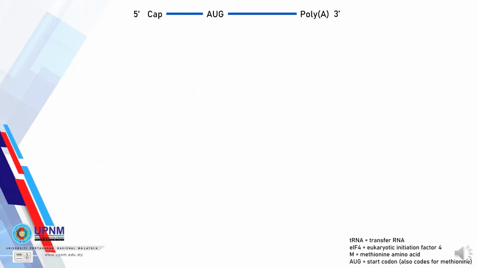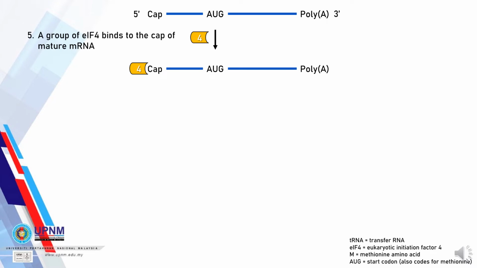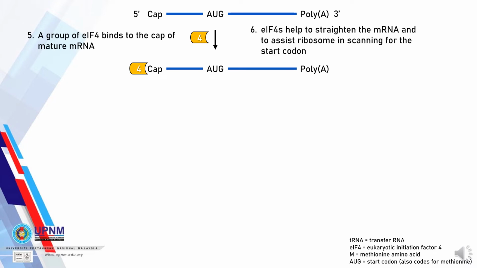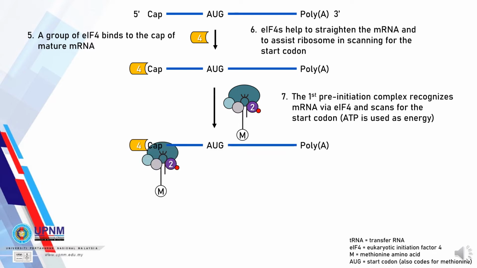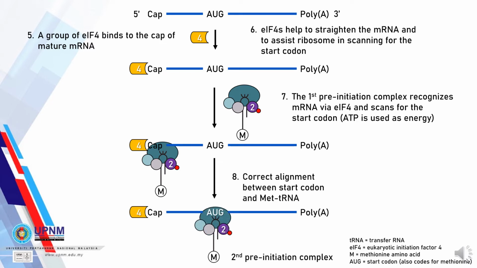Next, mRNA activation will take place. A group of eIF4 proteins will bind to the 5' cap of mRNA to straighten the mRNA molecule. eIF4 proteins will also assist the ribosome in scanning for the start codon. The first pre-initiation complex will recognize mRNA via eIF4 proteins attached to the cap and scan for the start codon. This process requires energy in the form of ATP. The correct alignment between start codon AUG and the Met-tRNA anticodon marks the formation of the second pre-initiation complex.